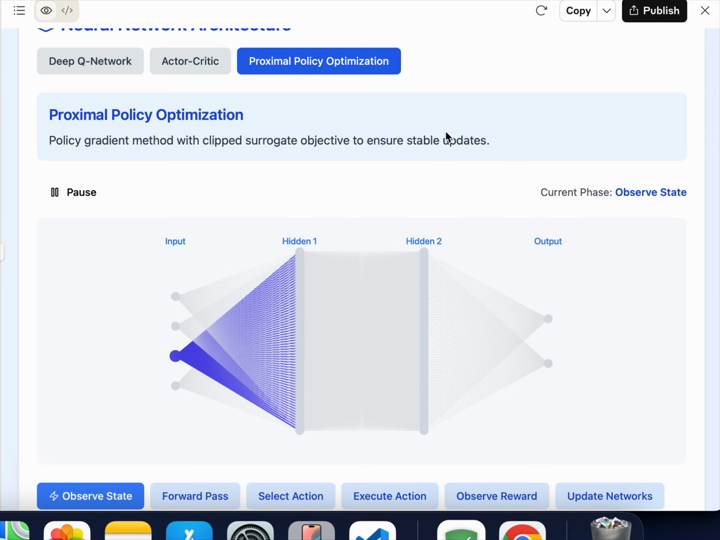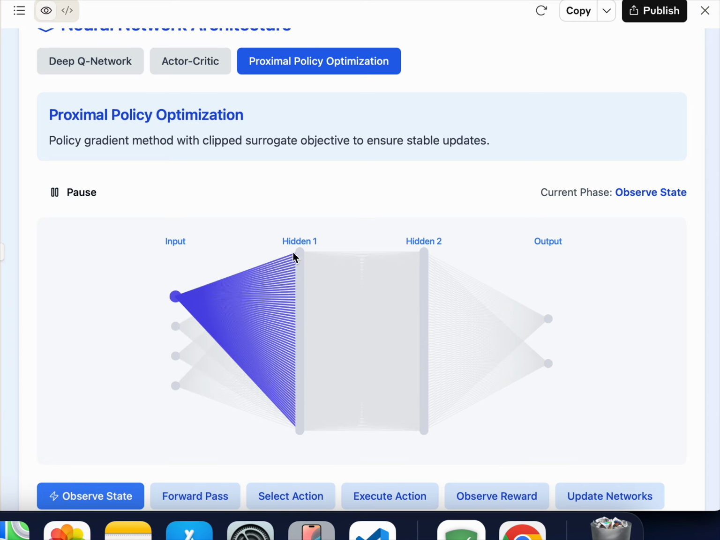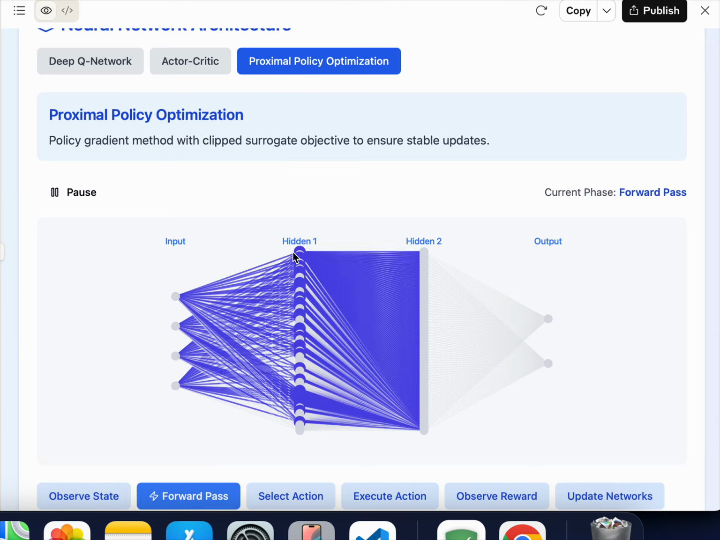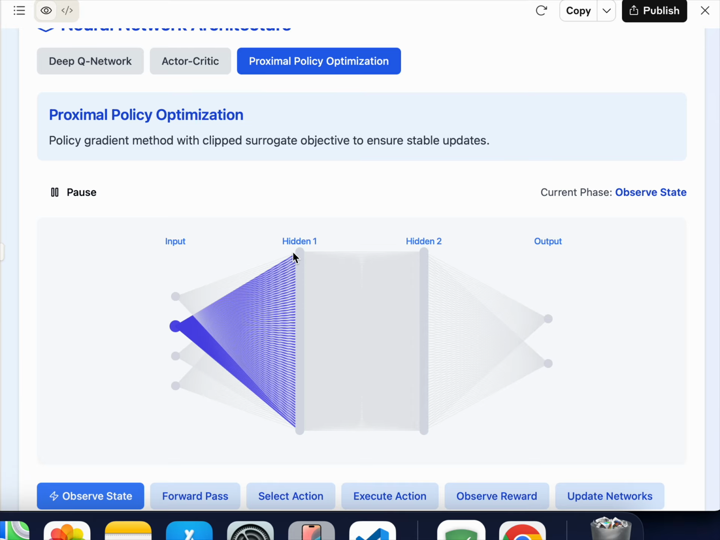And architecturally, it can look similar to Actor Critic, and it often is built on top of the same idea. Again, we have got state inputs, hidden layers, and output units representing either action probabilities or direct action outputs depending on the settings.